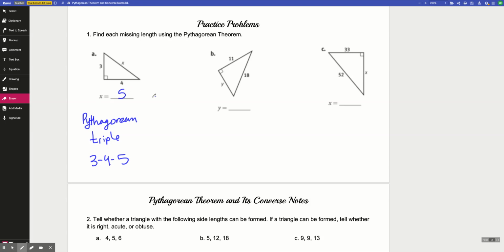Okay? But you could go through and solve that and figure it out using the Pythagorean theorem as well, right? Okay, so let's look at B.